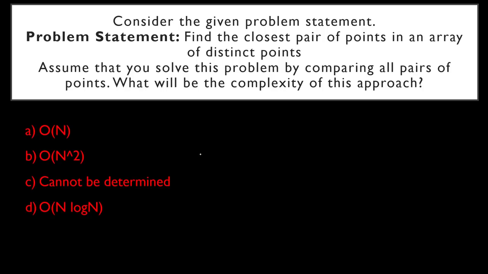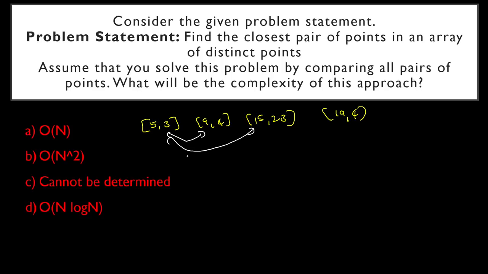Now you need to read the next sentence: assume that you solve this problem by comparing all pairs of points. So what you are actually doing is, let us suppose we have 5, 3, 9, 4, 15 comma 23, 19 comma 14. We have these many points. First you are finding the distance between these two. Next you are finding the distance between these two, and then these two, and so on. So you will have two for loops to do this, right? You are comparing each and everything.